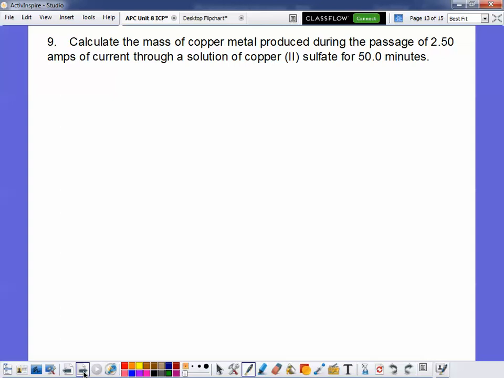okay? So in number 9, we're looking at just one half reaction. We're going to calculate the mass of copper metal that is produced during the passage of 2.50 amps of current, oh, it is current, it says it right there, through a solution of copper 2 sulfate for 50 minutes. Okay, so a few things. An amp is the same thing as a coulomb per second.